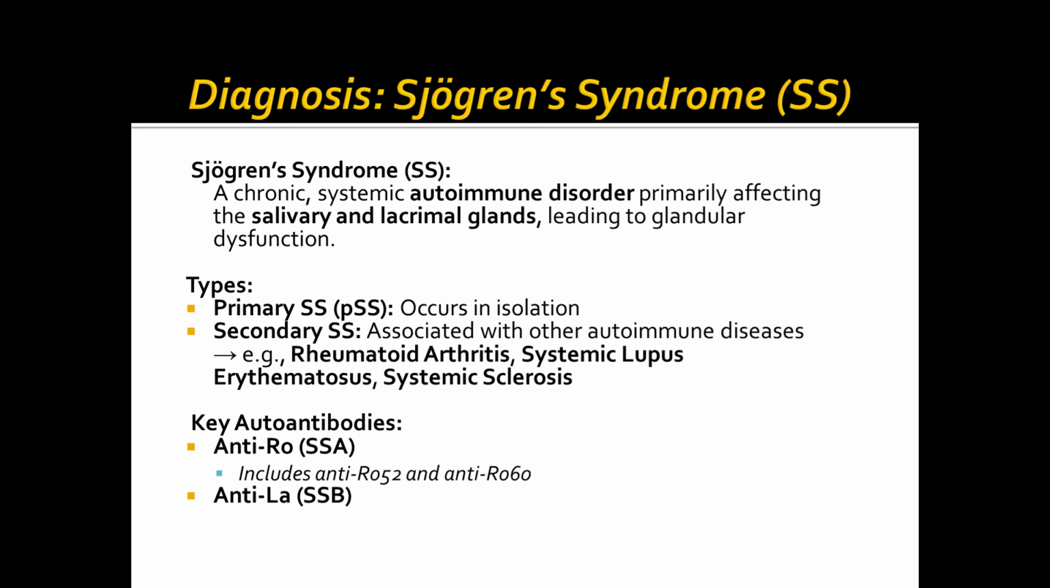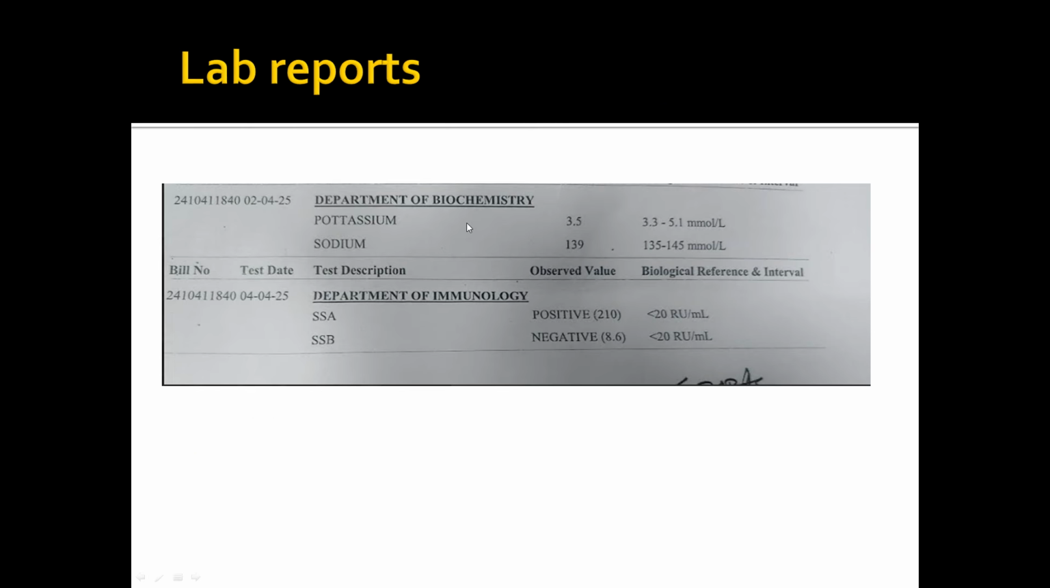So this is Sjogren's syndrome, which is a chronic systemic autoimmune disorder primarily affecting the salivary and lacrimal glands, eventually leading to glandular dysfunction. Now, there are two types: primary, which occurs in isolation, and secondary, which is seen in association with other autoimmune diseases like rheumatoid arthritis, SLE, or systemic sclerosis. Now, the key autoantibodies in Sjogren's syndrome are anti-Ro and anti-La. Now, this was positive in this patient.